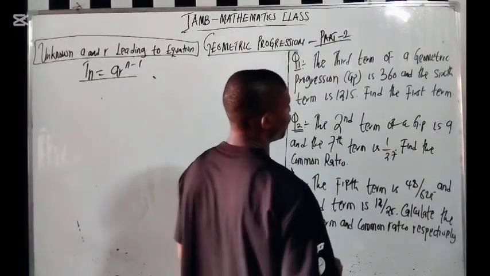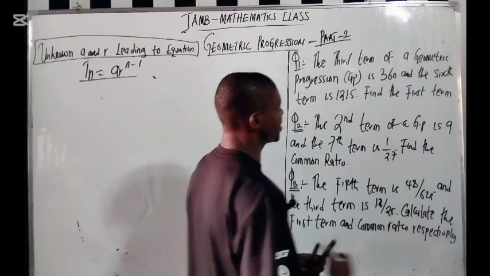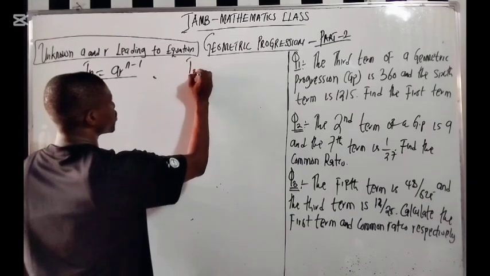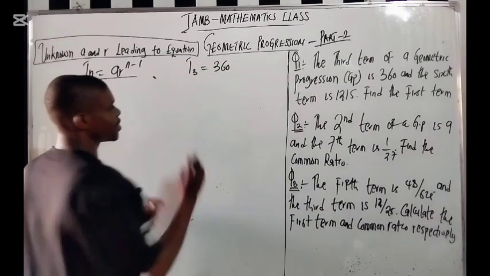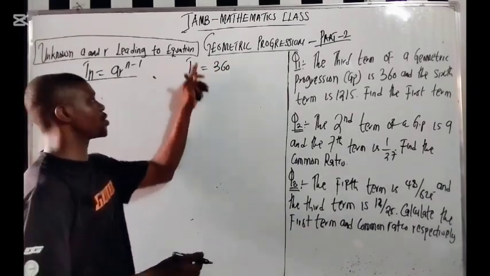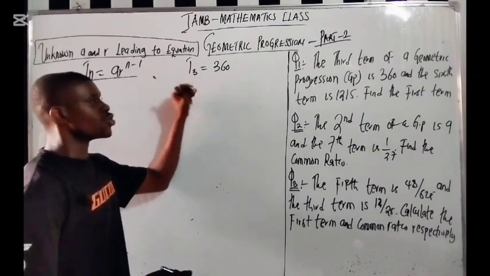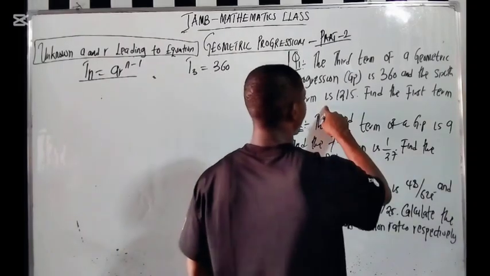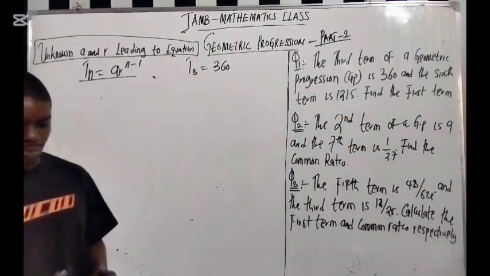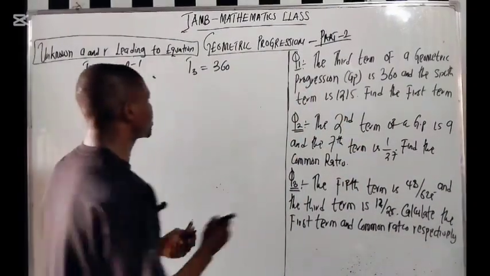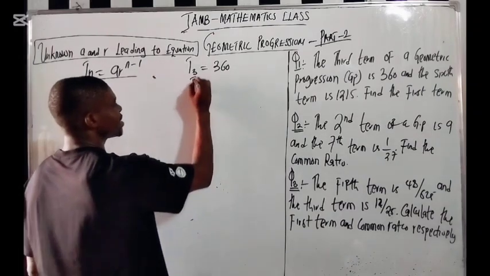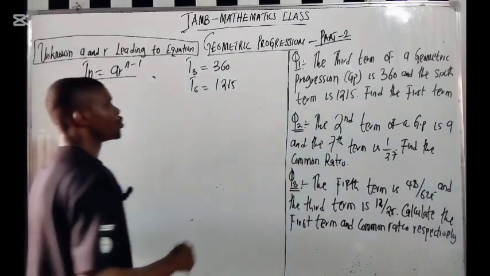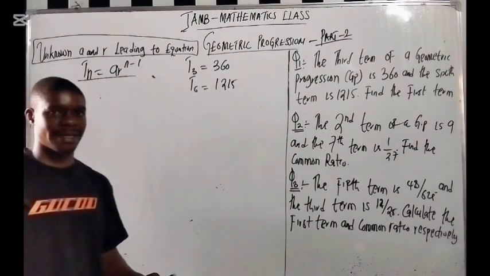The third term of a geometric progression is 360. If you check it very well, the third term, T3, equals 360. Remember, this was the nth term. So the third term of a GP is 360, and the sixth term, T6, equals 1215. Find the first term. So here you have to find the first term.